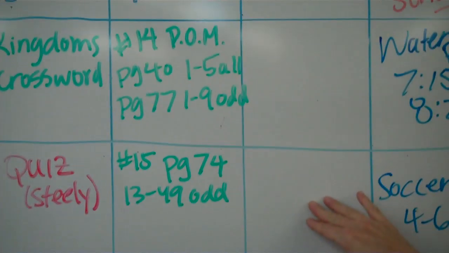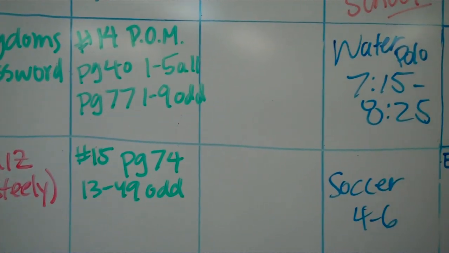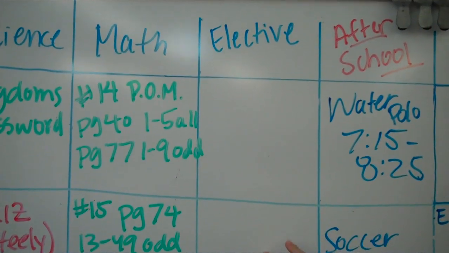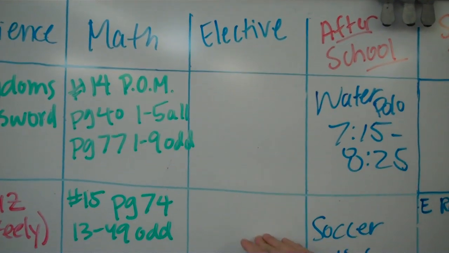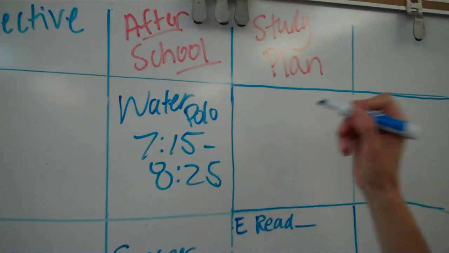Now, I did not go through and chart the homework for the various electives because we have 4 different languages: Chinese, French, Spanish, and Latin. So there would be other homework entries in this column for your student. But the study plan looks like this.